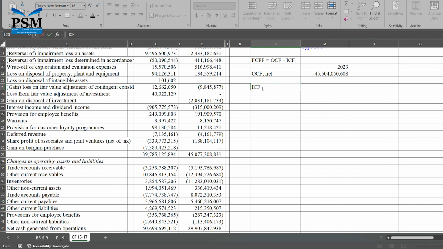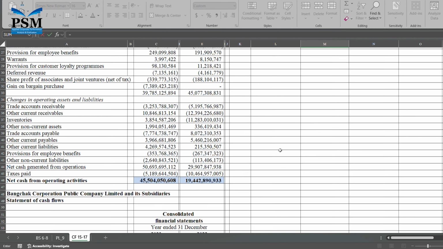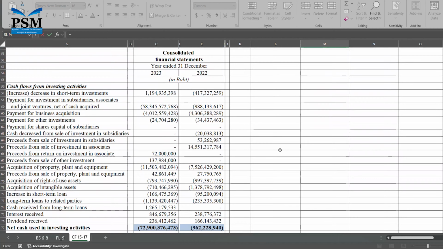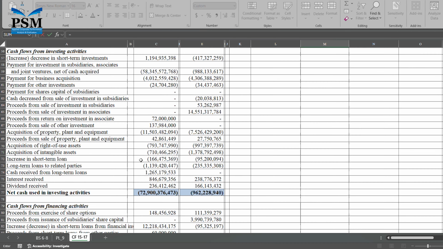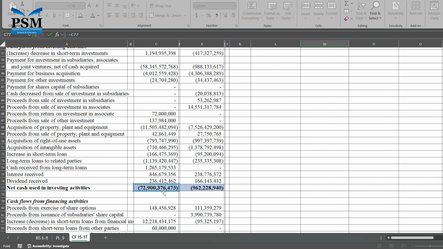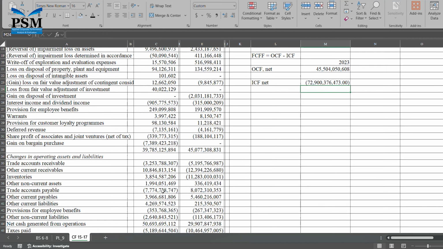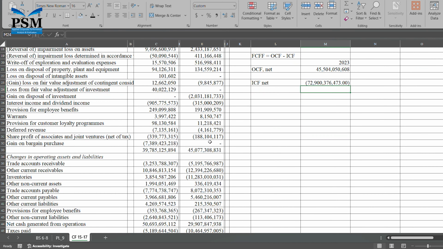Second is the investing cash flow amount. This also should be the net amount. Go down to the investing section, which begins from row number 56. We take the net amount, 72 billion. The difference is the FCFF.